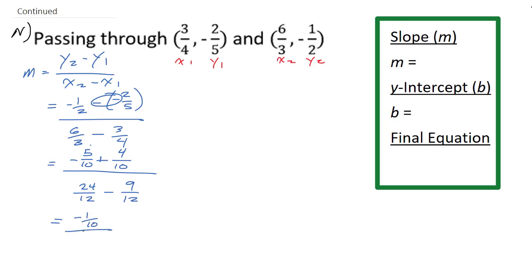24 over 12 minus 9 over 12. What are we going to get? 15 over 12, right? Okay, I think I lied. I thought this was going to work out nicer. It's pretty ugly, but we're not done.